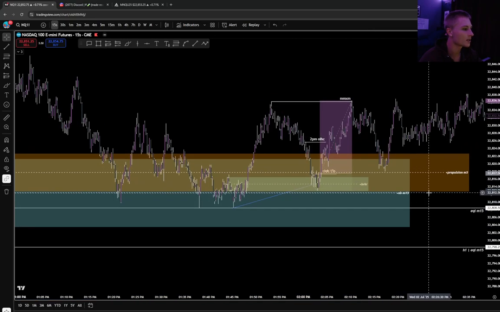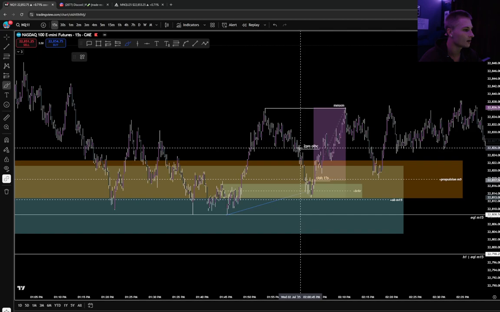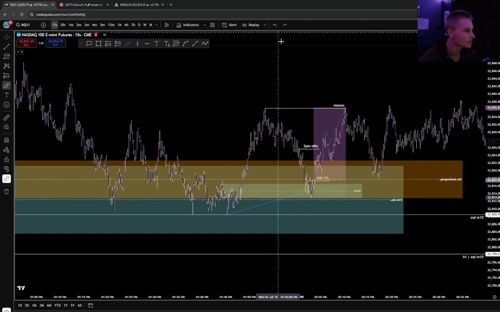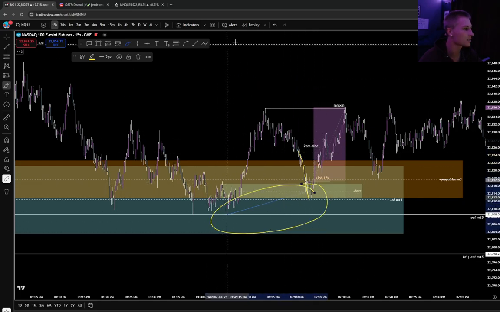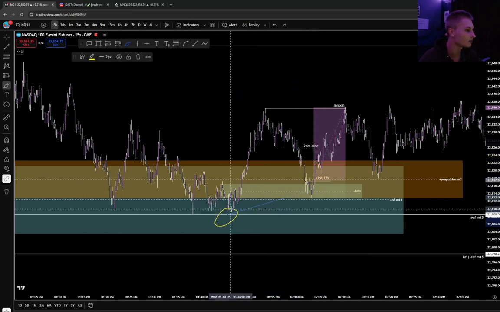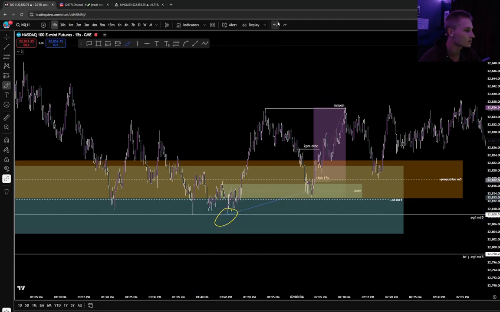And once price put in that SMT, after 2 p.m. opened up lower, so the 4 hour candle manipulated lower, right? We put in the SMT at this low. Very beautiful SMT with the most obvious lows right there.